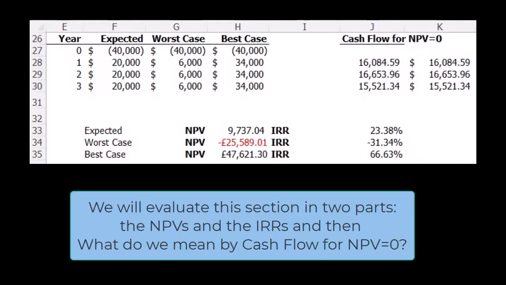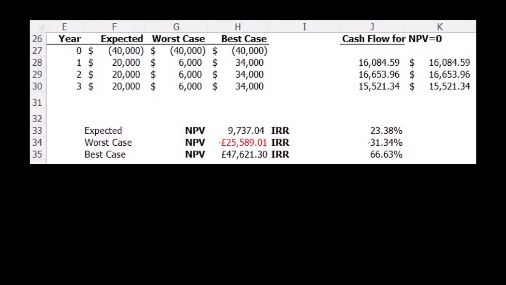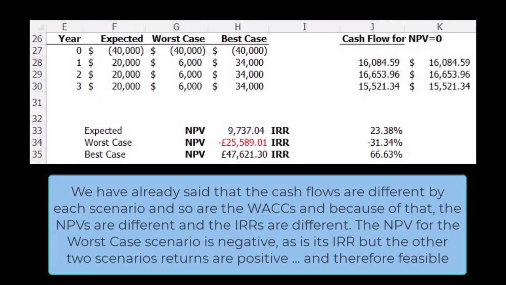We'll evaluate this section in two parts, the NPVs and the IRRs, and then what we mean by cash flow for NPV equals 0. We've already said that the cash flows are different in each scenario, and so are the WACCs. Because of that, the NPVs are different and the IRRs are different. The NPV for the worst case scenario is negative, as is its IRR. But the other two scenarios' returns are positive, and therefore they're feasible. Work out for yourself what the formulae are now that I've been using.